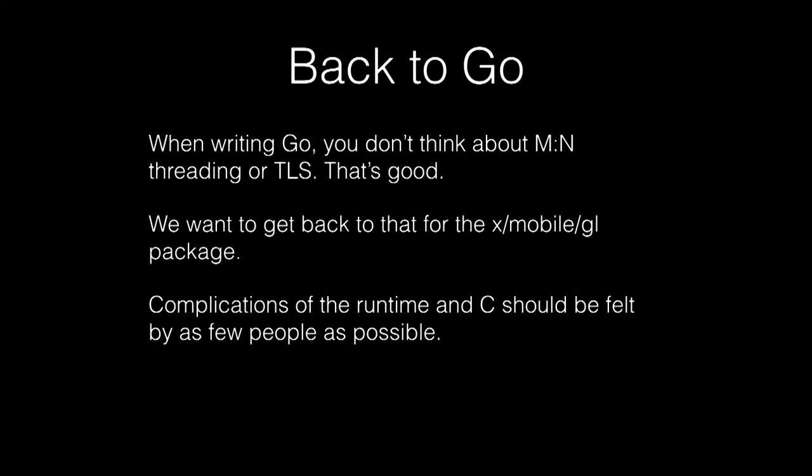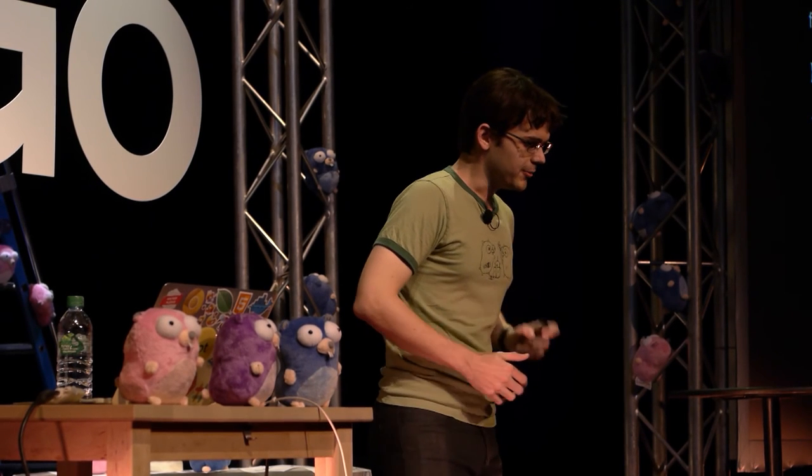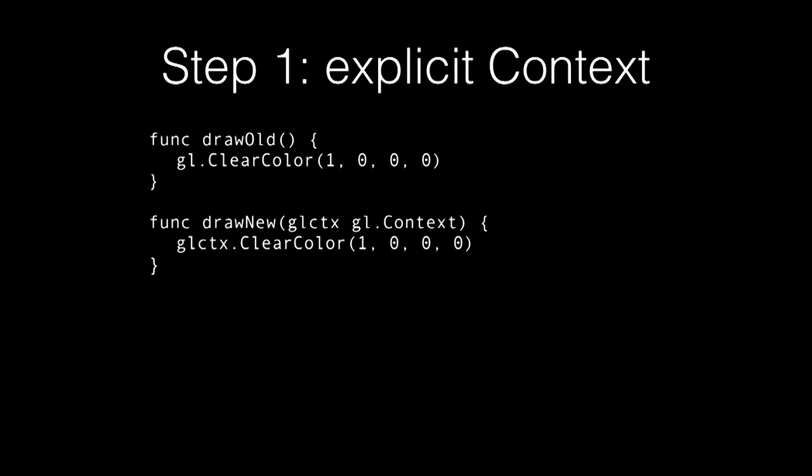We want to be programming in Go, because that's what everyone knows, and they don't expect these sorts of surprises to come up and bite them when they're trying to program. So we want to get back to a world where you could make a GL call from any Go routine and get the same effect. So the first thing, we're going to do a couple things to make this work. The first thing we're going to do is what OpenGL should have done originally and make the context explicit. So we're going to introduce an object called gl.context, and we're going to plumb it through everywhere.